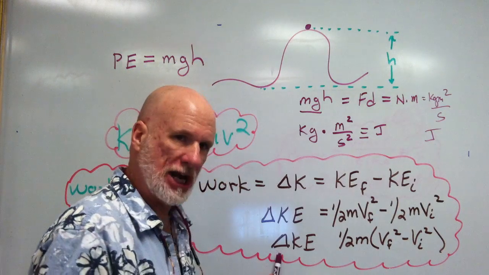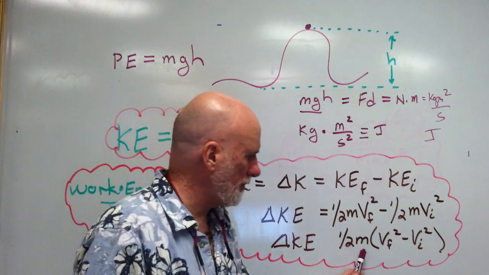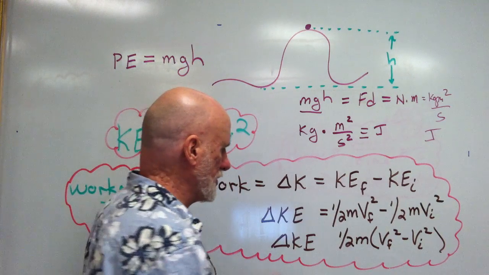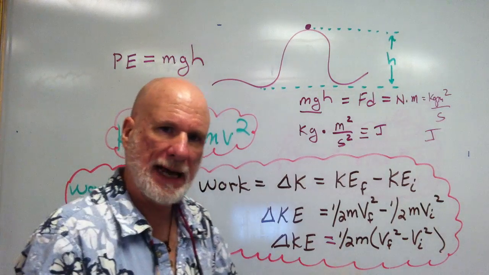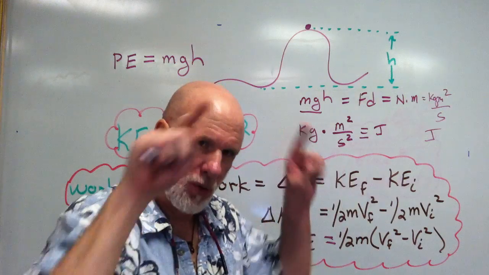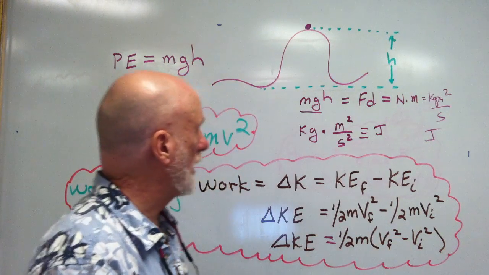Okay? So the change in kinetic energy is going to equal the work, and the work is going to be equal to 1/2 m times the quantity vf squared minus vi squared.